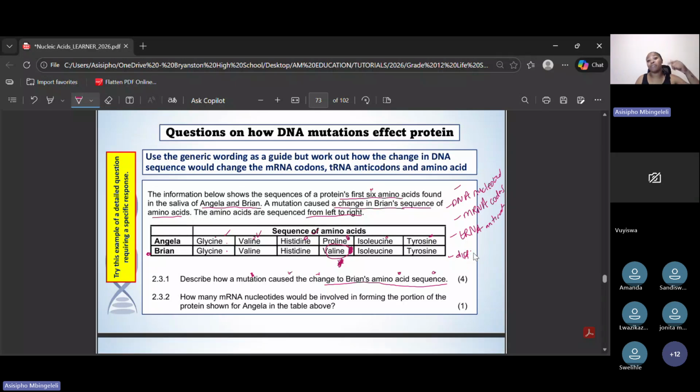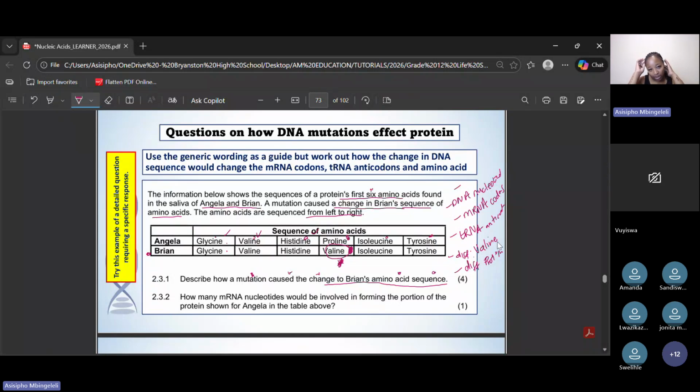Which amino acid? We mention it: which led to a different amino acid, which is valine. Obviously, if there is a different amino acid formed, this will lead to a different protein that is being formed. There's your 4 marks.